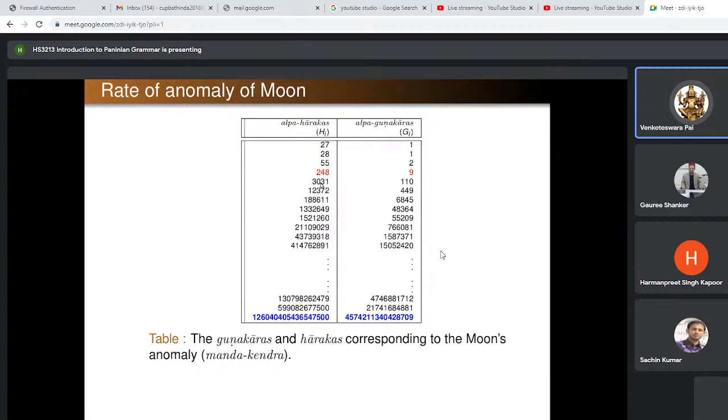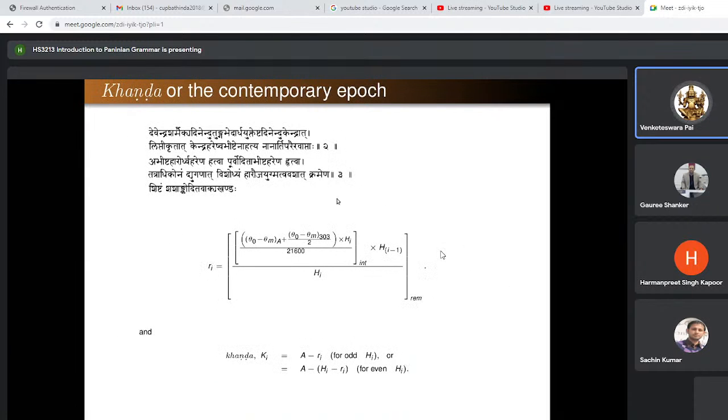If you take, for example, hi as 12372, gi would be 303, and hi minus 1 would be 12371. Here you have the freedom to choose any hi. If you choose hi as 12372, then hi minus 1 is obviously 12371. You have to multiply the result, theta 0 minus theta m at A plus theta 0 minus theta m for 303 by 2, by hi, and divide it by 21600. Take the integer part of it, then multiply it by hi minus 1, then again divide it by hi, and take the remainder of this quantity.